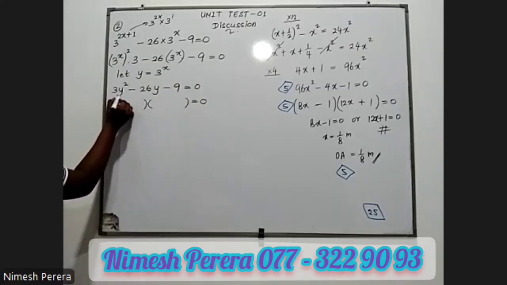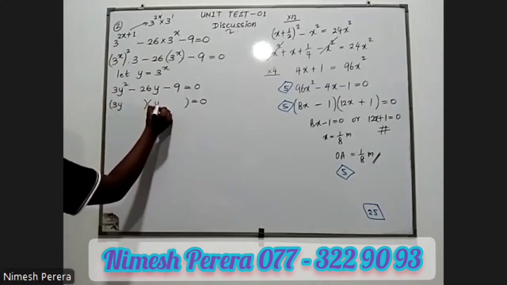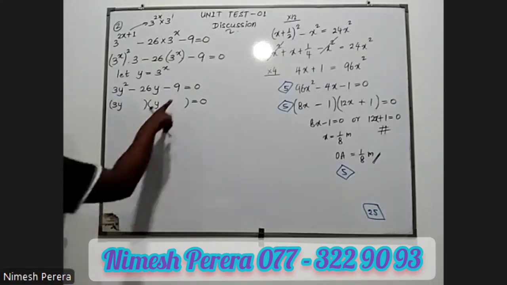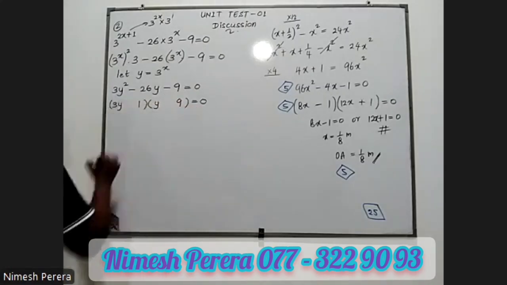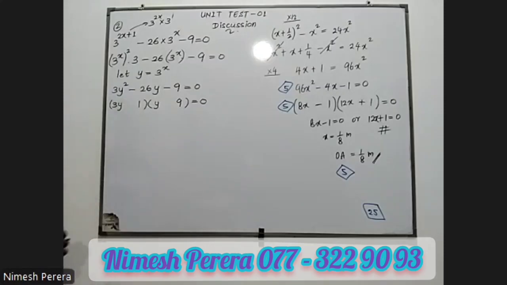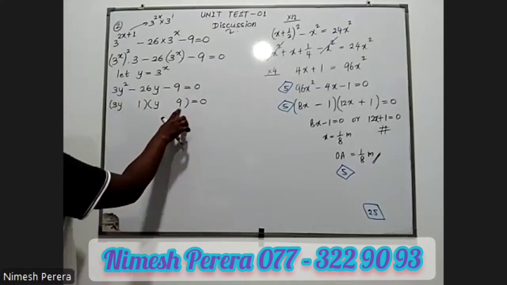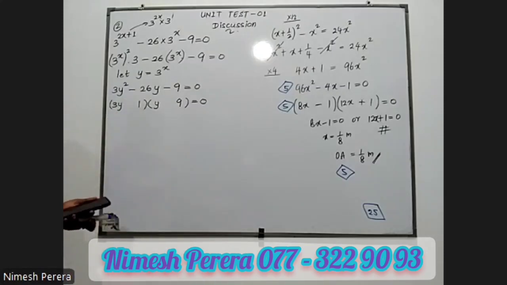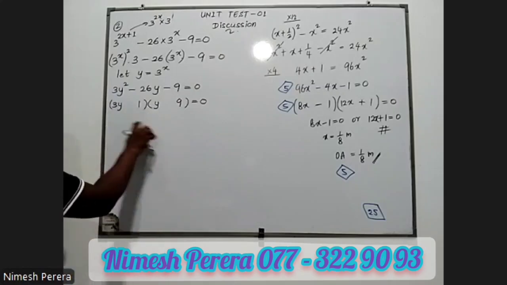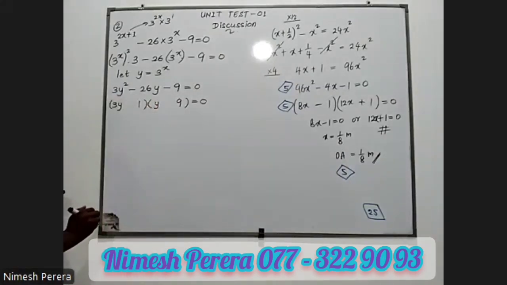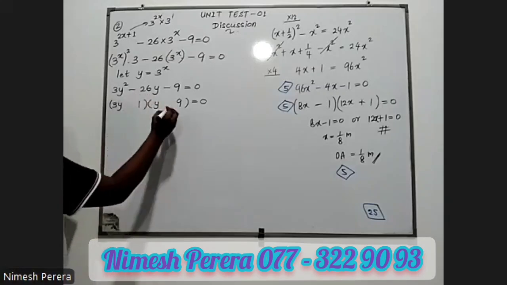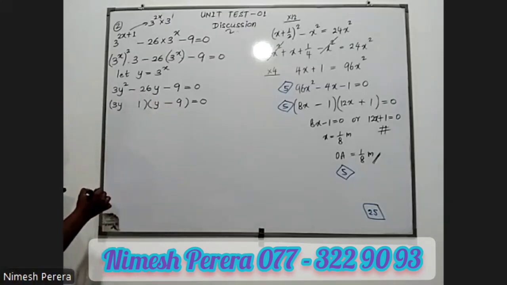To have 3y squared, you should multiply by y. Then to have 9, you have to multiply 9 and 1. Then what will happen? 3y into 9 will give you 27y. 1y, 27y. When you subtract, you get 26. That is negative 26, so 27 should be negative and 1 should be positive.